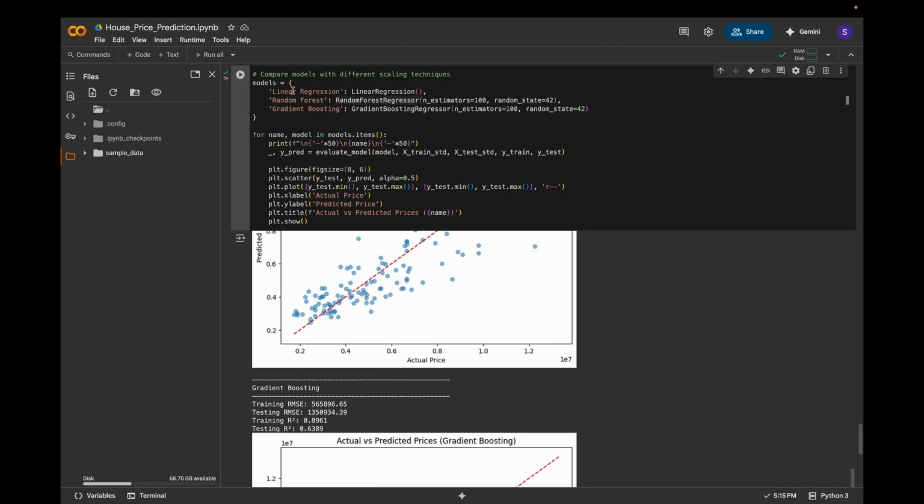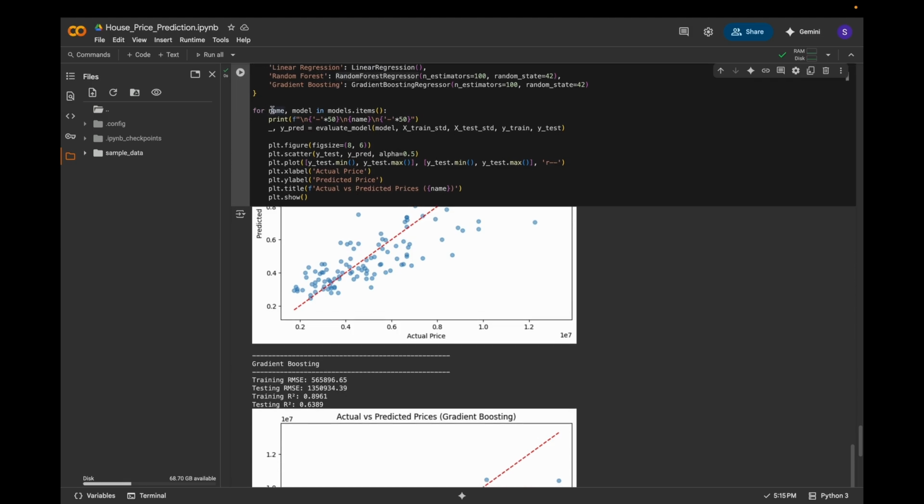Next, we move on to comparing the models with different scaling techniques. So models is equal to a dictionary: LinearRegression is equal to LinearRegression, RandomForest is equal to RandomForestRegressor with n_estimators equal to 100 and random_state 42, and GradientBoosting is equal to GradientBoostingRegressor with n_estimators equal to 100 and random_state equal to 42. This creates a dictionary containing the three different machine learning algorithms with their configurations.